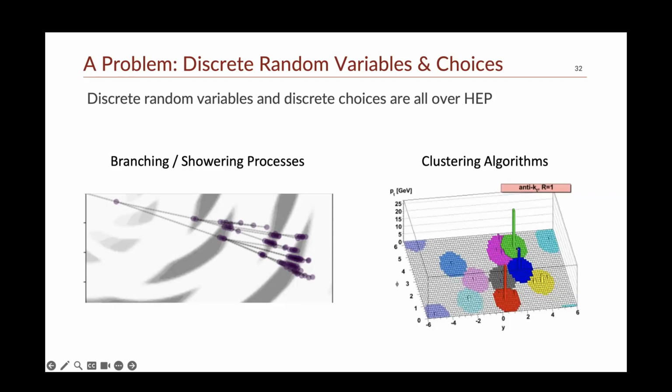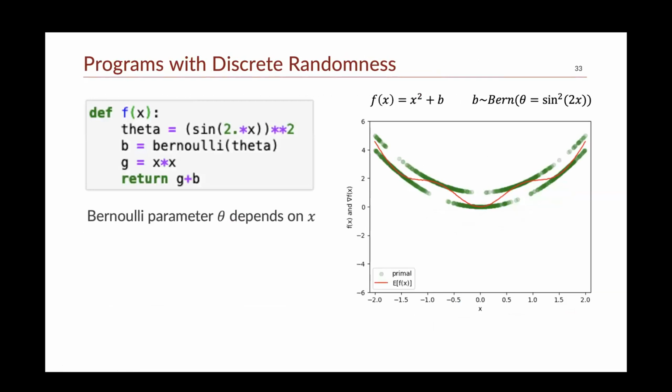And we also have clustering algorithms all over the place where we have different energy depositions that we need to cluster together, or different particles we want to cluster together into jets. And these clustering algorithms also require discrete decisions. And so we need something else to deal with derivatives of programs that have discrete random variables in them.